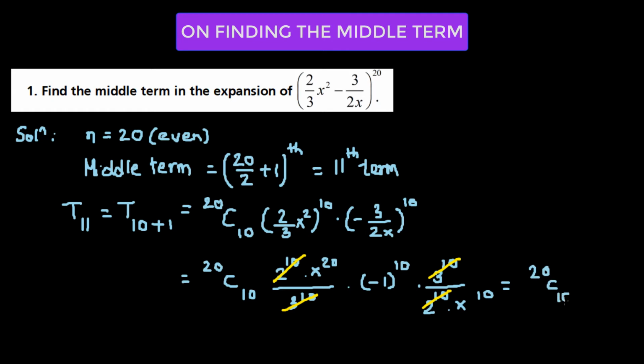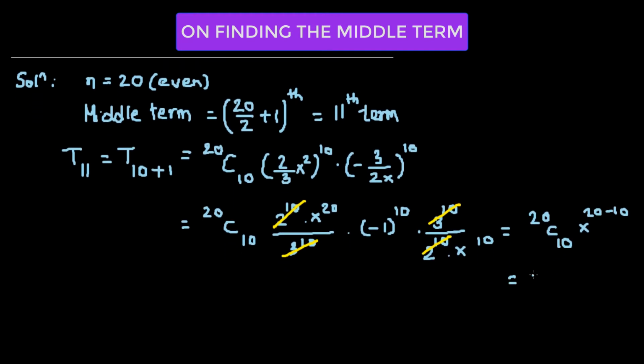20c10 times x raised to the power of 20 minus 10, which will be equal to 20c10 x raised to the power of 10. So this is the final. So this is the middle term. Let's go to the next one.